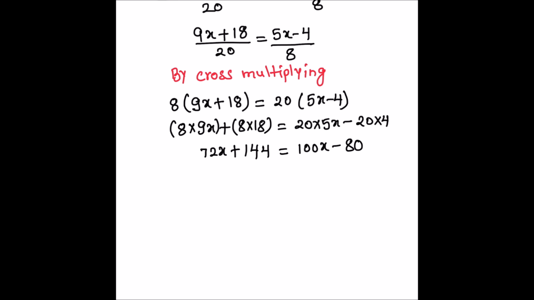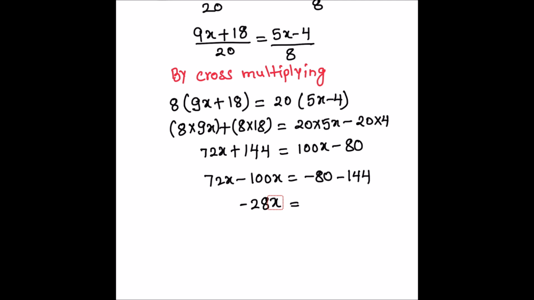Now we'll move the x terms to the left hand side. So that's 72x minus 100x equals minus 80 minus 144. So 100 minus 72 will be 28x, and as 100 is bigger, the negative sign will be there. So negative 28x equals minus 80 and minus 144.